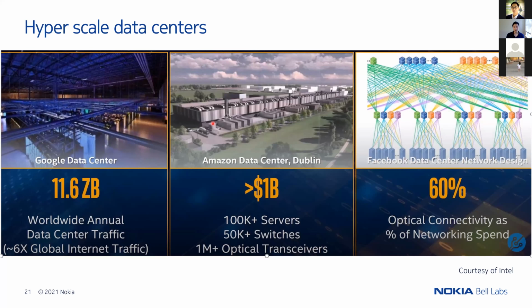And the data center, of course, is very expensive. To build one data center, people spend more than $1 billion because it's huge. It contains more than 1,000 servers and 1 million optical transceivers. And in terms of networking spending, the optical connectivity costs about 60% of all the networking spending. That is why the cost is very important, because within the data center, millions of optical transceivers are connected to switches and routers to build the network. So the cost has become very important.